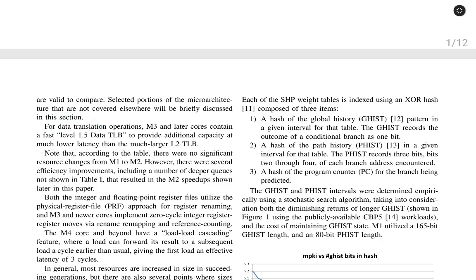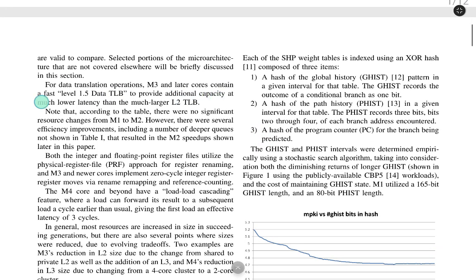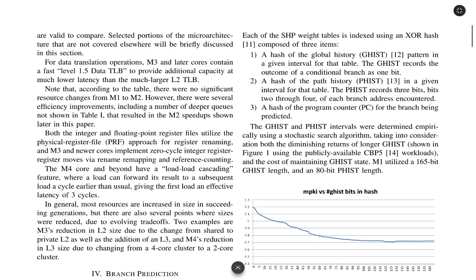For data translation, M3 and later cores contain a faster level 1.5 data TLB to provide additional capacity and much lower latency than the much larger L2 TLB. Note that according to the table, there are no significant resource changes from M1 to M2. However, there were several efficiency improvements, including deeper queues not shown in Table 1, which resulted in the M2 speedups shown later in this paper.